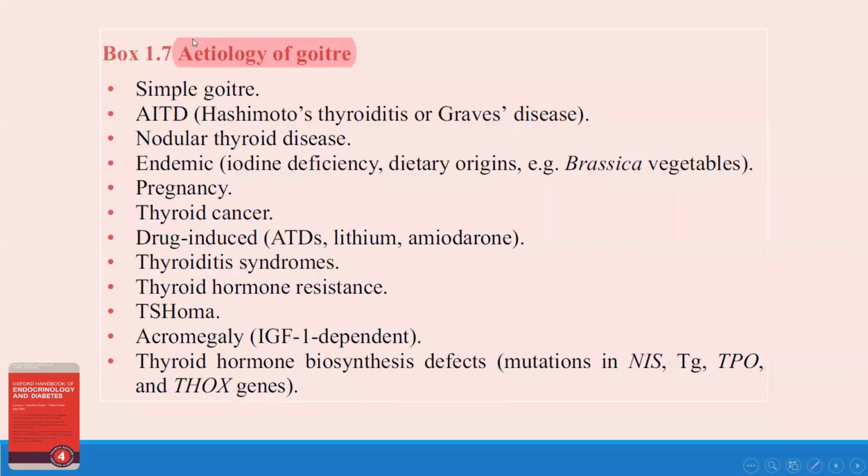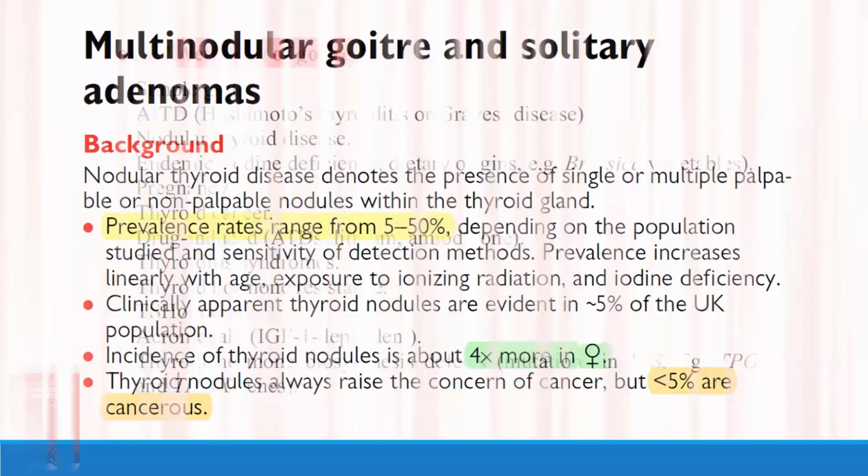What is the etiology of the goiter? Simple goiter, autoimmune thyroid disease like Hashimoto's thyroiditis and Graves' disease, nodular thyroid disease, endemic goiter due to iodine deficiency or dietary origin, pregnancy, where a physiological increase in the goiter is manifested in all pregnancies, but this is a mild increase in the size of the goiter, thyroid cancer, drug-induced like anti-thyroid drugs, lithium, amiodarone, thyroiditis, thyroid hormone resistance presented by simple goiter, TSHoma, and acromegaly. And don't forget that thyroid hormone biosynthesis defect may be presented by simple goiter.